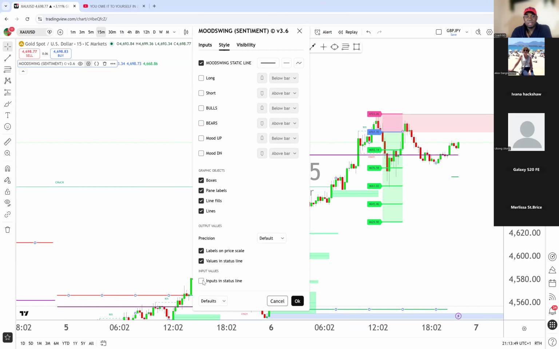Right, this input in status line, I'm going to switch that off, so that my mood swing tool up here becomes less long, if you see what I mean. I don't need to see that. Values as well on the status line, I don't need to see that. That's up here. I could switch that off.